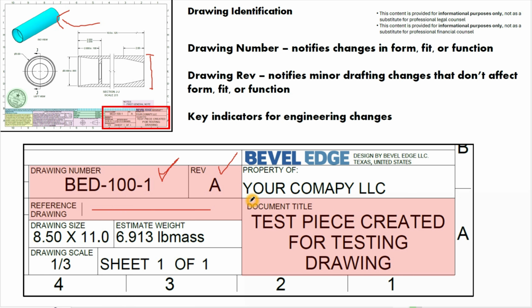And also the document title, here highlighted in red. Of course, the document title is kind of the name, the human name for a given part. So these are just numbers that are in a computer system, but the actual human name will help you understand what the part is. So this one is called test piece created for test drawing.